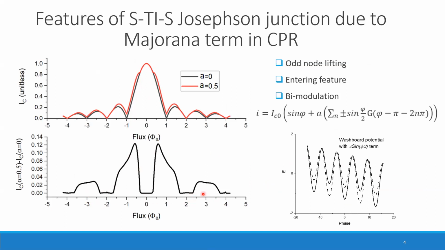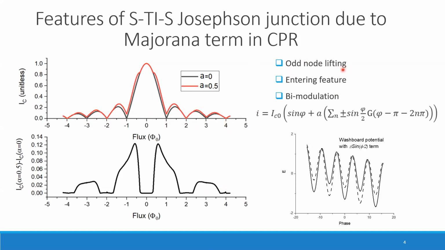So as you can see, based on our model, the diffraction pattern has certain features, which are due to the Majorana bound state. The first feature I want to talk about here is the odd node lifting feature. As you can see in the red curve, the odd nodes of the diffraction pattern are all lifted up, and at the same time, the even nodes of the diffraction pattern are still at zero current. So we call this feature the odd node lifting feature due to the Majorana bound state.